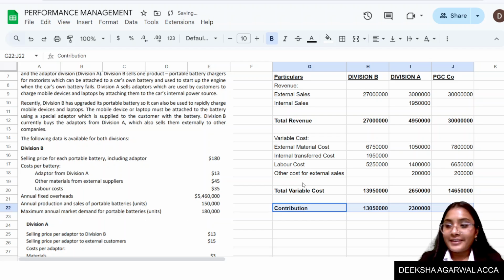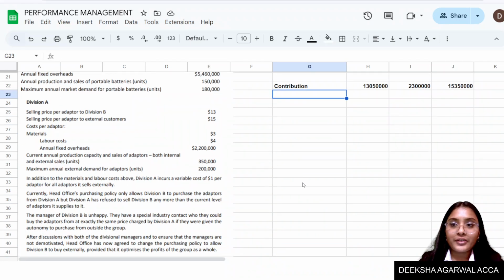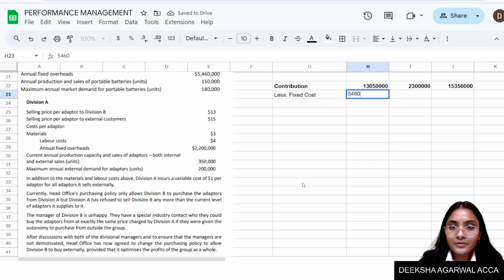Contribution is your revenue minus the variable cost. Correct, we got the contribution. Now what we will do, we will subtract your fixed cost. How much is my fixed cost? 5460, and 3 zeros more. Here, my fixed cost is given to me.